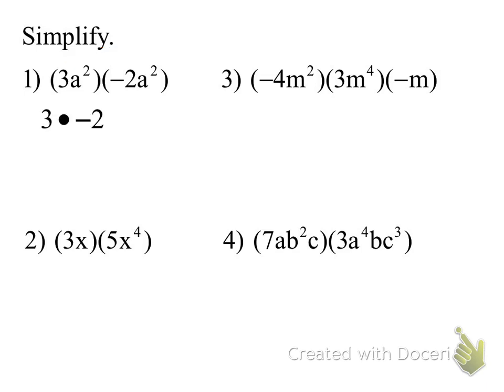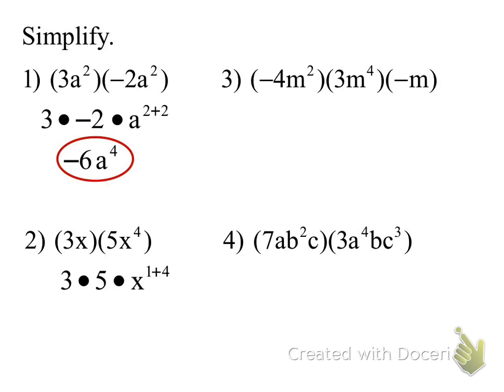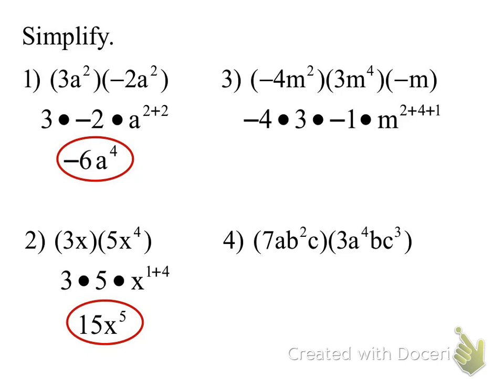Okay, so we are checking our work. The first one, we're going to multiply 3 times 5, and it's x to the first times x to the fourth. So that would be x to the first plus the fourth power. So it's 15x to the fifth. Number 3, I'm multiplying all my coefficients, which are negative 4, 3, and negative 1. Right? And then I'm going to do m to the second plus the fourth plus the first power. I see a lot of people today forgetting about this.